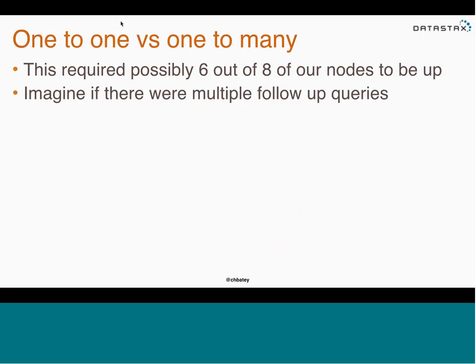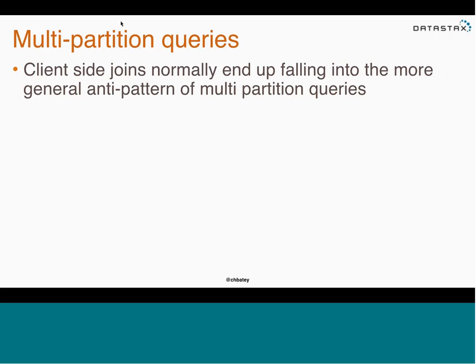But what normally happens if you continue to model your data like this and do client-side joins is you fall into a more general anti-pattern, which I classify as multi-partition queries. So you end up doing what some people call multi-gets. So imagine that one customer event mapped to multiple staff members or multiple stores. And that's where we're going to end up doing multi-partition queries, which are really going to hurt performance and they're really going to hurt availability in our applications.